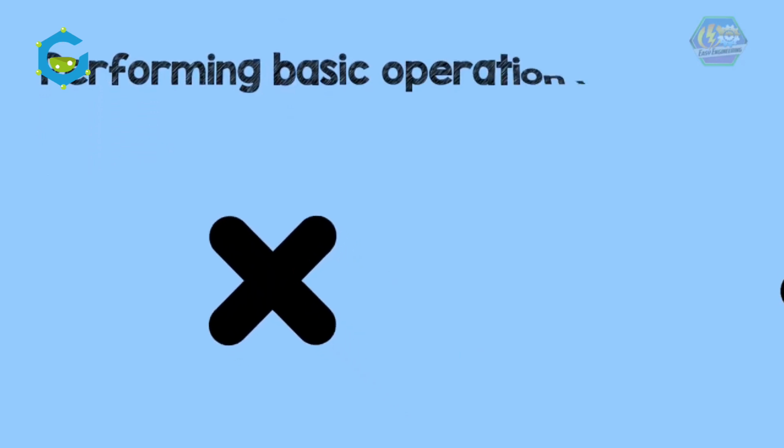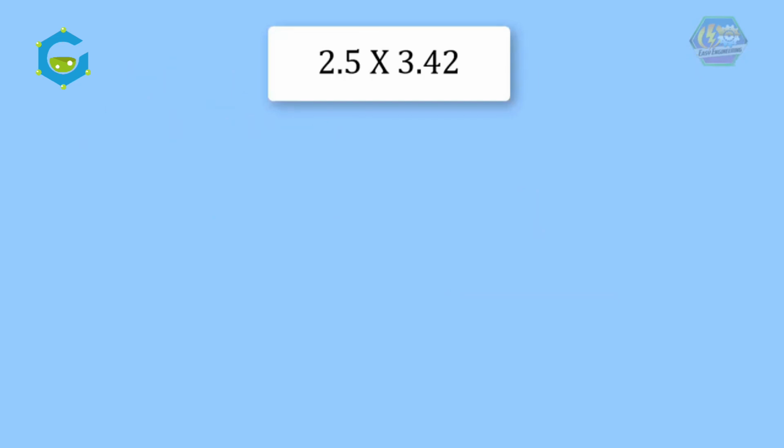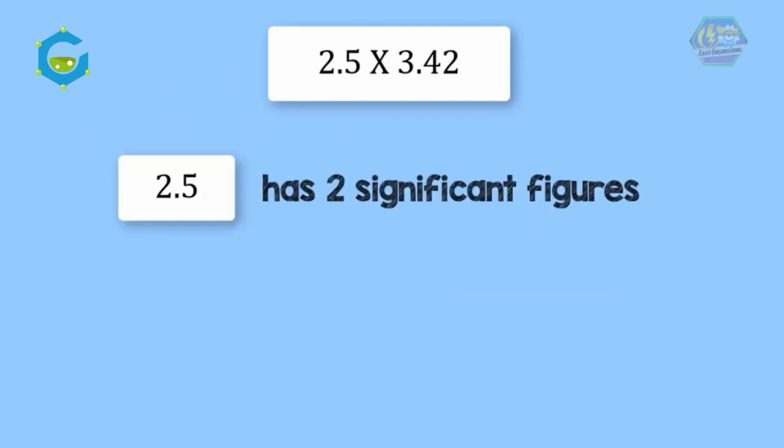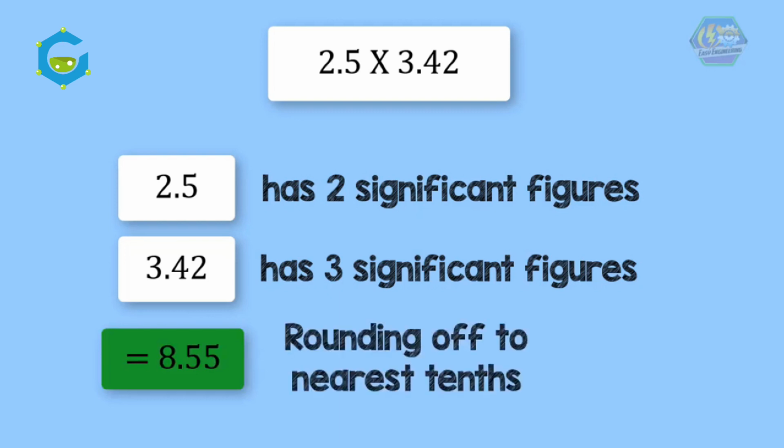For multiplication and division, the least number of significant figures in any number of the problem determines the number of significant figures in your answer. For example, 2.5 times 3.42. 2.5 has 2 significant figures and 3.42 has 3 significant figures. So, our answer should also be reported with 2 significant figures, which is 8.55. Then round off to the nearest tenths for us to have a 2 significant figure number. So we have 8.6. The answer is 8.6.